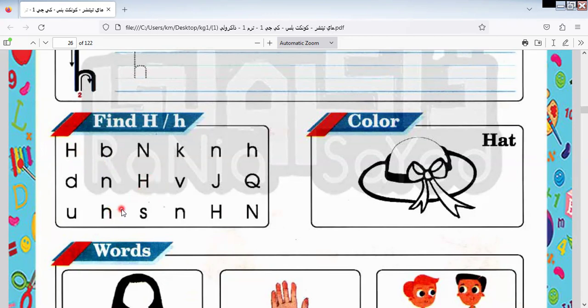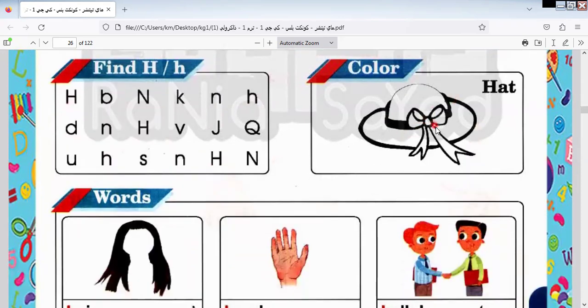So which one is small h? This one, small h, small h. We have a small h also, two small h. This one and this one. This is capital H, capital H, capital H. Okay. You can write. I leave you to color the hair.